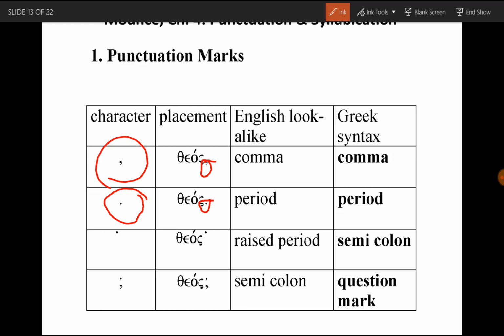Two punctuation marks that are different that you might not expect is what we call the raised dot. And this raised dot or raised period functions as a semicolon in Greek, and it's a very common punctuation mark you see often. And then what looks like a semicolon in English actually functions as a question mark in Greek. So those are the four punctuation marks: the comma, the period, the Greek semicolon, which is a raised dot, and the Greek question mark, which looks like a semicolon in English.